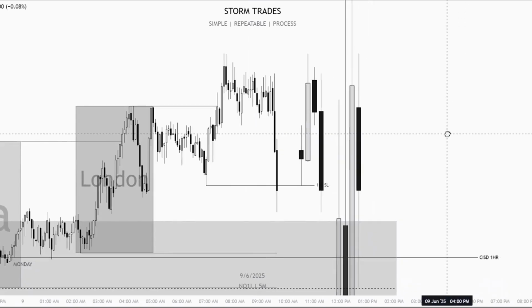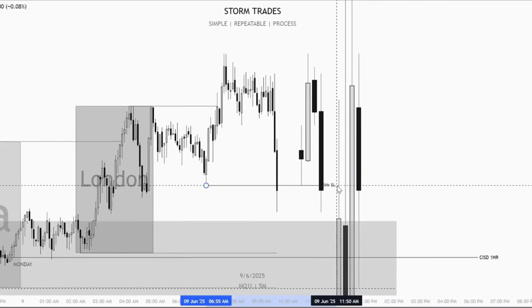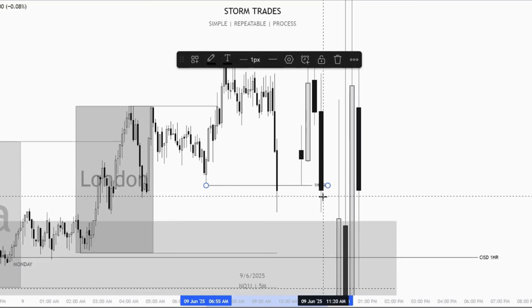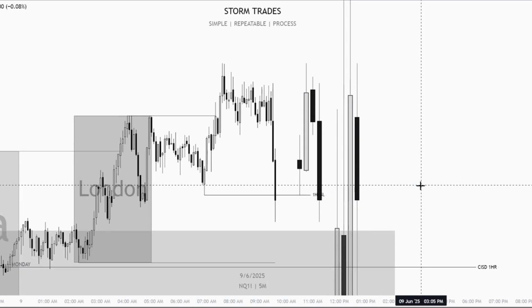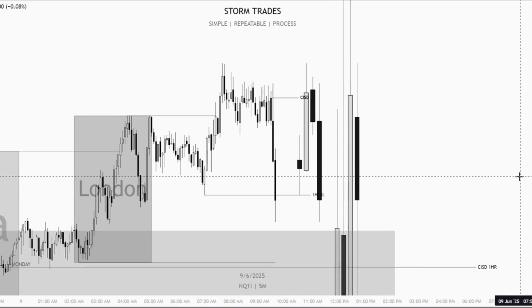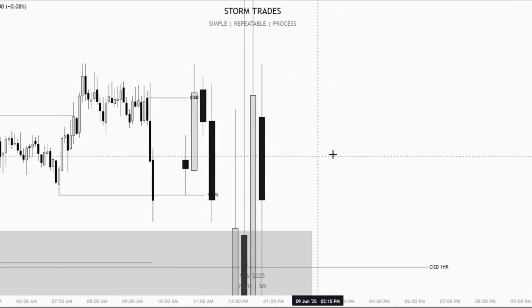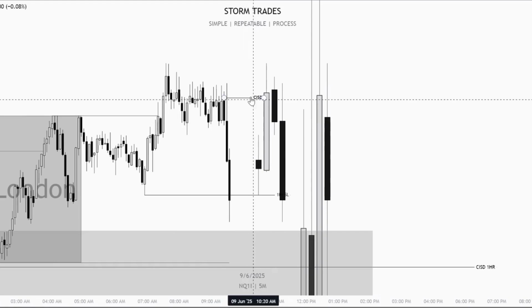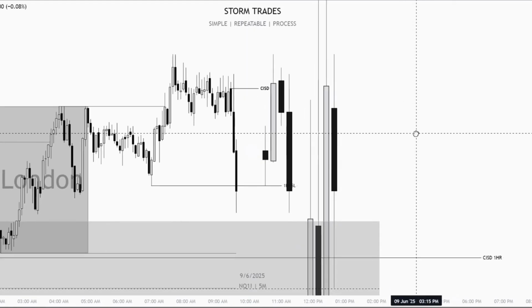And at this time, we finally get a sweep that meets our criteria to start following price and looking for an entry. Okay, at this point, I will mark out the series of down close candles that took this liquidity. If we get above that, that would be our change in the state of delivery.